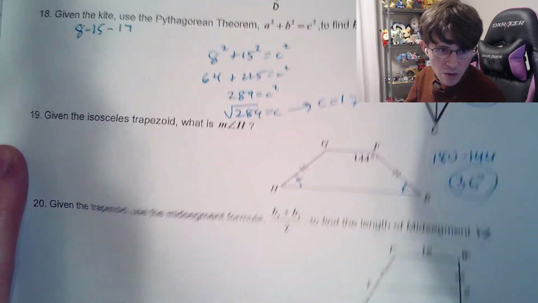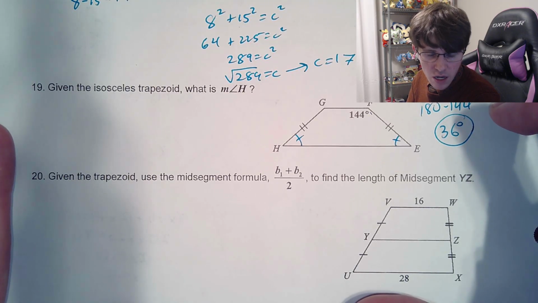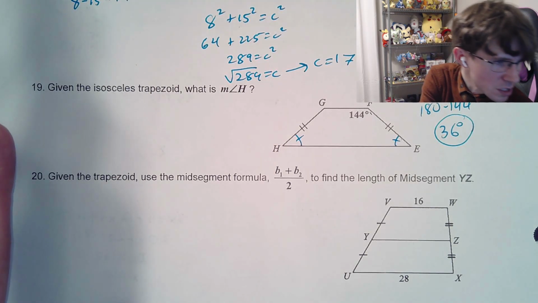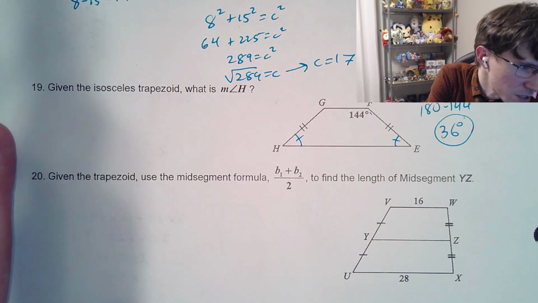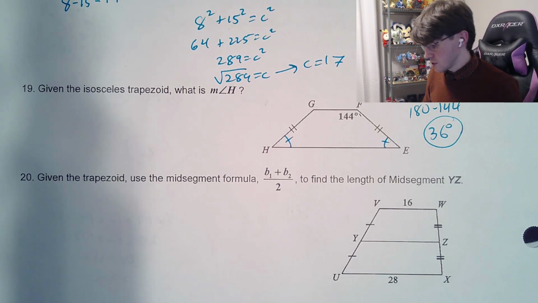Use the mid-segment formula, base 1 plus base 2, to find the mid-segment YZ. Is it really a... I don't know if I want to call it a base 1, base 2. I feel like that formula is weird. I'm going to pause for a second. All right, we're good. Formula's fine. It's just not usually a base. Usually it's like a top and a bottom.